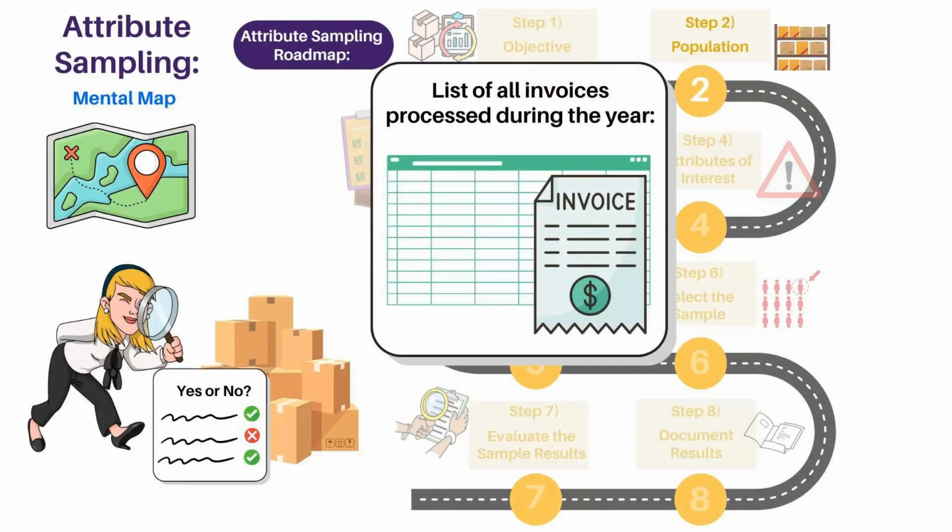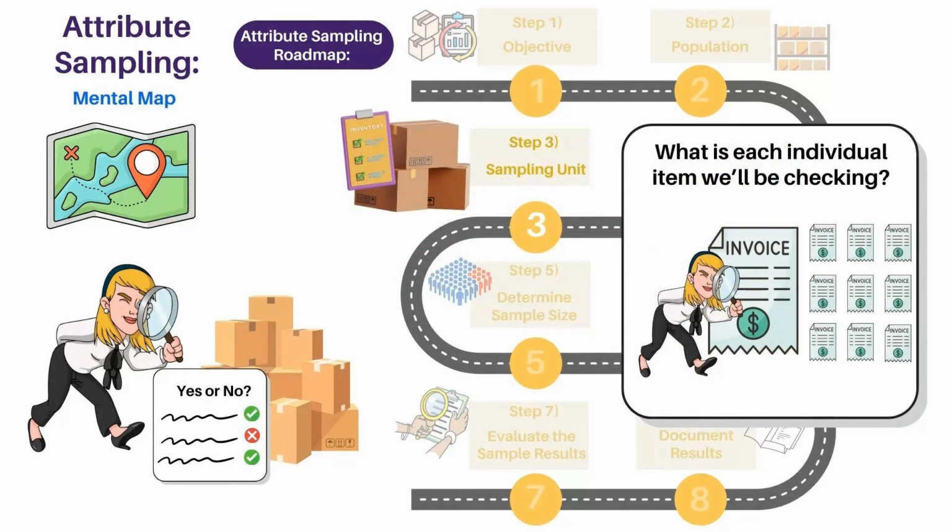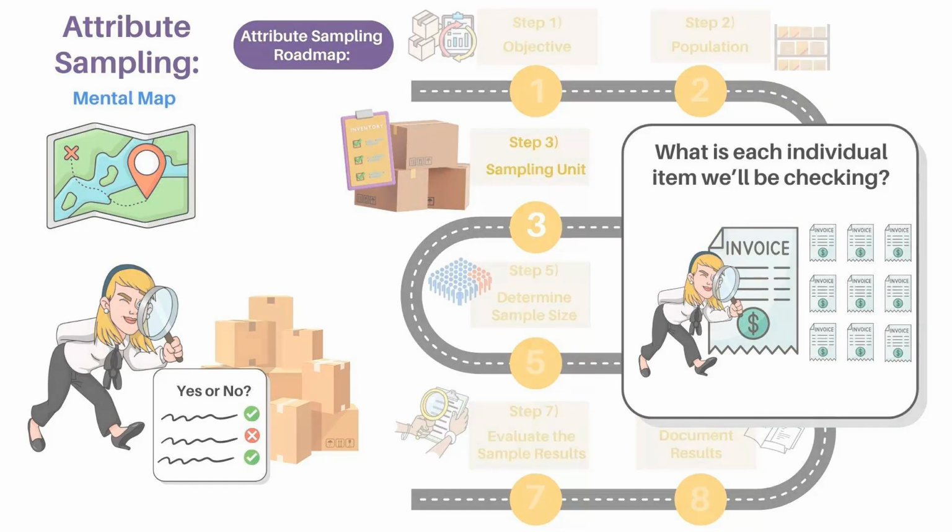In step two, we need to define the population. Now we figure out where Lucy is picking from. That's the full list of invoices processed during the year at Accrual World. This is the entire group she'll be sampling from. In step three, we need to identify the sampling unit. This just means what is each individual item that we'll be checking. In this case, each invoice is one unit. So when she selects samples, she'll be choosing individual invoices to inspect.